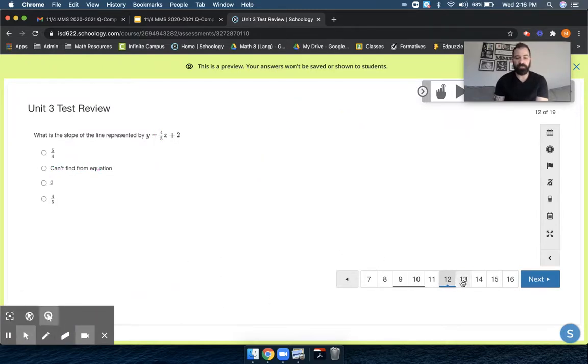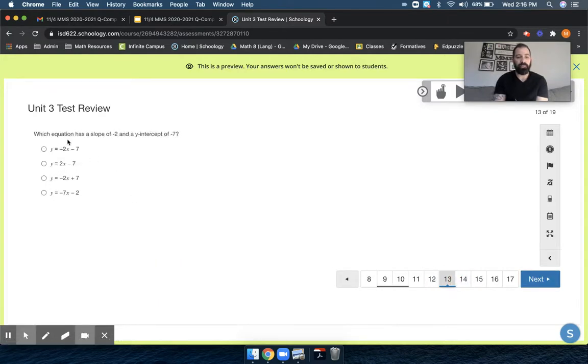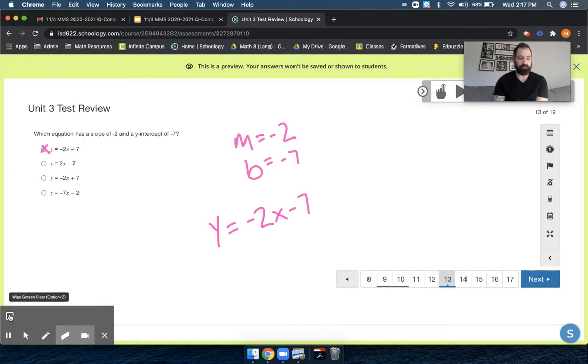Number 13. Write the equation with a slope of -2 and a y-intercept of -7. Y equals mx plus b, but we're doing minus b, so -2x minus 7. M goes before the x.